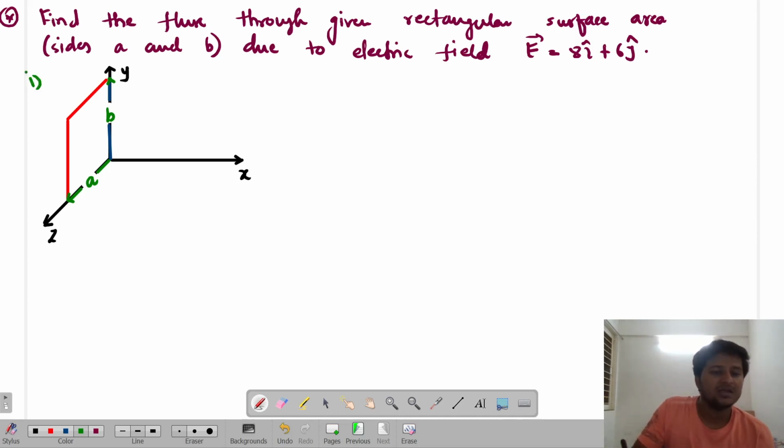This is the first case. Try to do the same thing for the second case. You do the first case, and I'm drawing the second case.